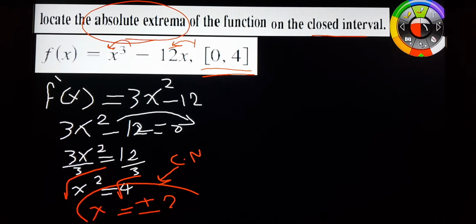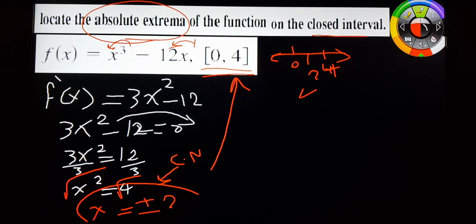First of all, we check these critical numbers against the interval that we have, from 0 to 4. Our critical number is supposed to belong to this interval. Positive 2 is here, it belongs to the interval. But negative 2 doesn't belong to the interval. So we cannot take negative 2, we'll just take 2.